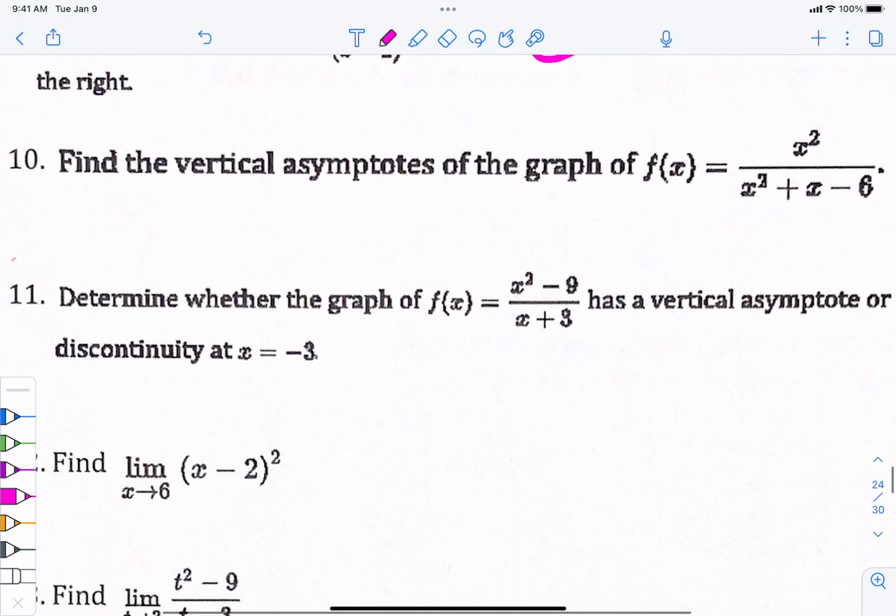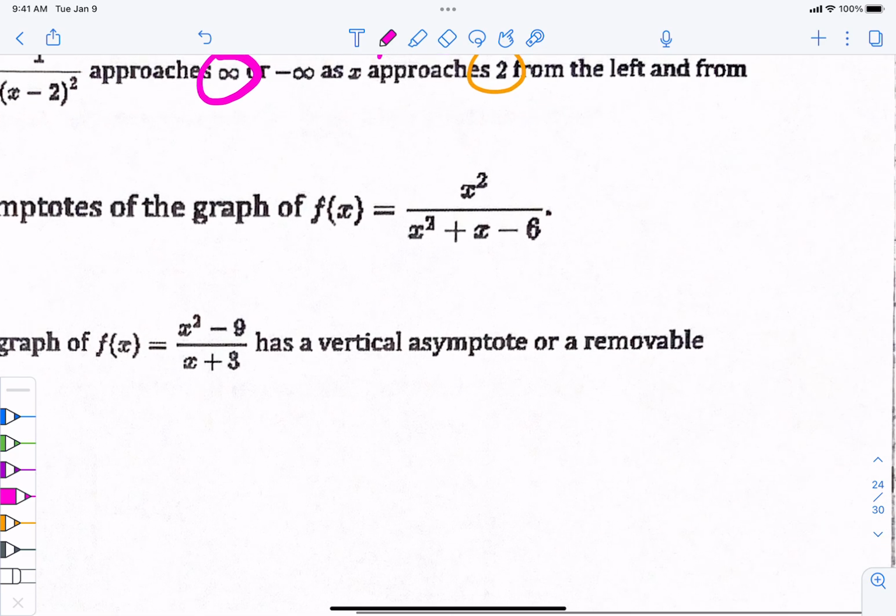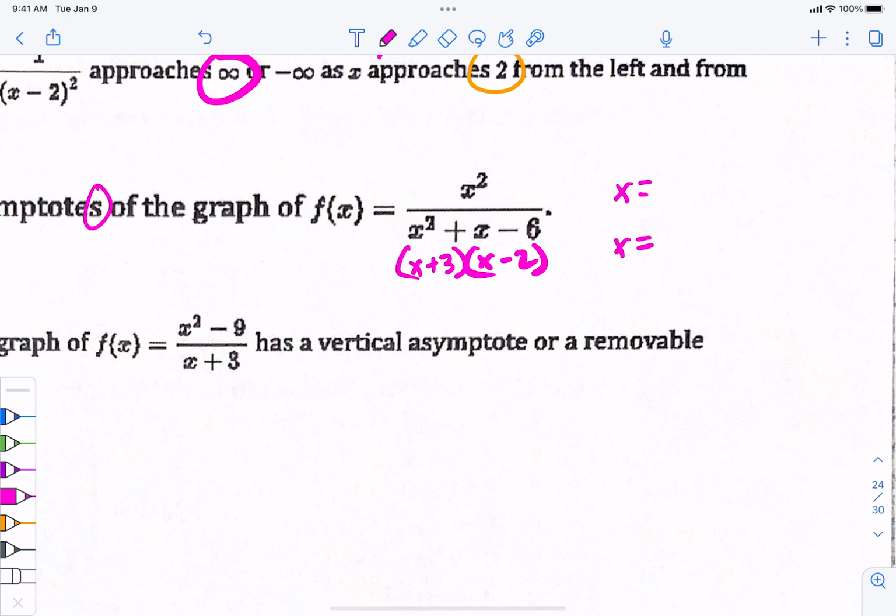Memorize it. All right, find the vertical asymptotes of the graph. Okay. Set the bottom equal to 0. So we've got x squared plus 3x minus 2, this guy. Are any of those holes? Nope. So my asymptotes are at x equals negative 3 and x equals positive 2. It would have been a hole.